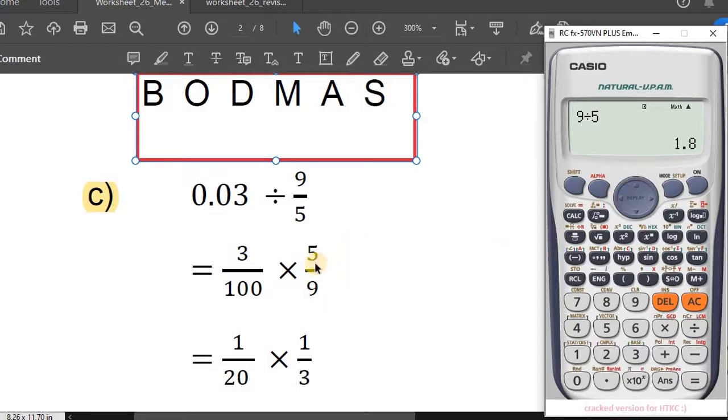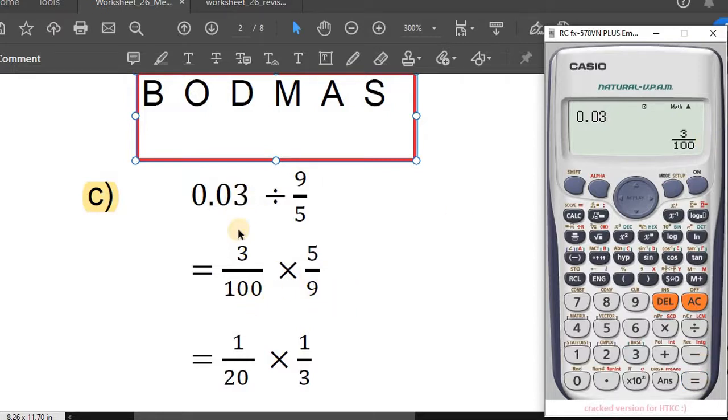Let's not talk about the wrong things that people are doing. Let's do it the right way. Now we've got 0.03 divided by 9 over 5. As soon as you see a decimal in the section simplify, and you're not allowed to use a calculator, turn that into a fraction. If you're not too sure how to do that, we've got 2 digits after the point, so we'll have 2 zeros. That's how we got 100, and whatever number you see here goes on top. So 0.03 is equal to 3 over 100.